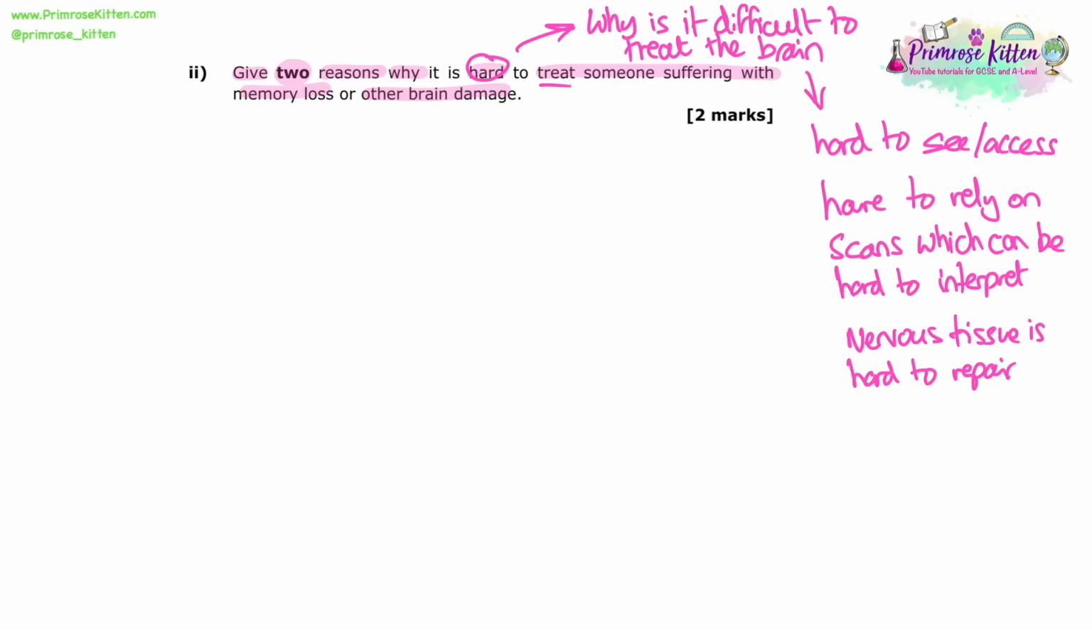Nervous tissue is quite hard to repair. Obviously, it's special. It has this ability to conduct the electrical signals. It's one of the only tissues in the body that can do that. So it's quite difficult to replace or repair that as a tissue.